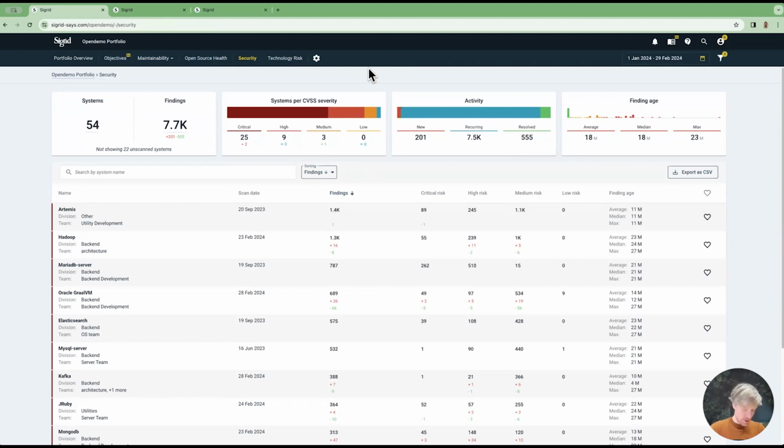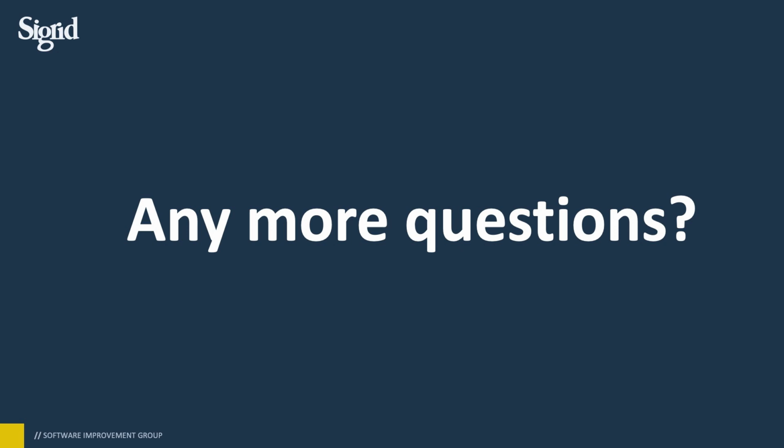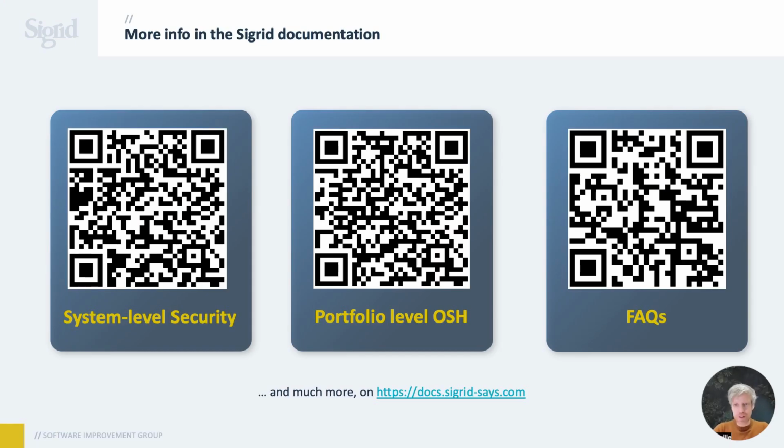All right. We have 5 more minutes left. I have a few more slides that I want to show, so I'll take over your screen, Jan. I can do that. And I will start with a short and brief wrap up. So we talked about security and open source health. There is more information, as we briefly hinted upon already. If you want to know more about, for example, system level security, I have a QR code here on the left, or portfolio level open source health.